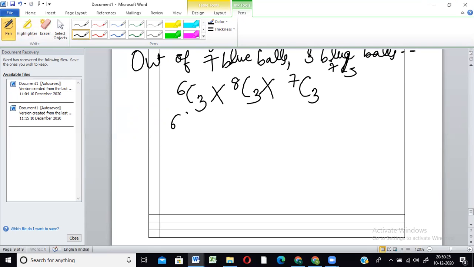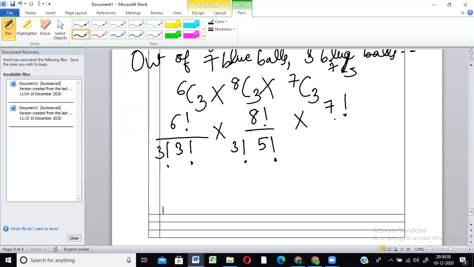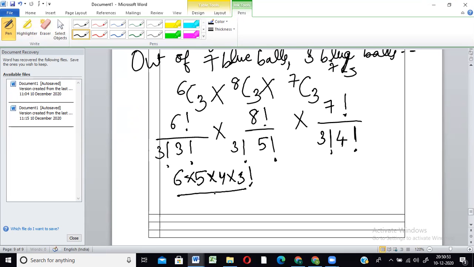That is also okay. So 6C3 will be nothing but n factorial upon r factorial into n minus r factorial, with n as 6. Likewise here, n factorial upon r factorial into n minus r factorial. Here again we have n factorial upon r factorial into n minus r factorial, where n minus r is nothing but 7 minus 3. Now we have to calculate each and every one. So this will be nothing but 6 into 5 into 4 into 3 factorial upon 3 factorial into 3 factorial.